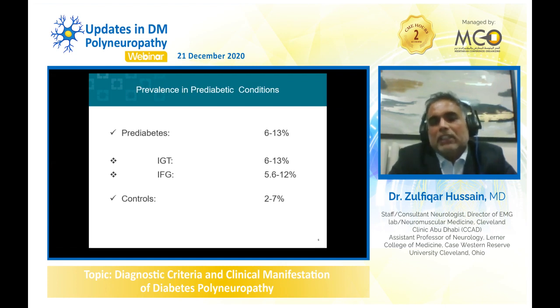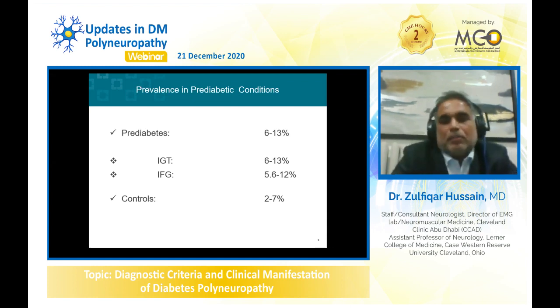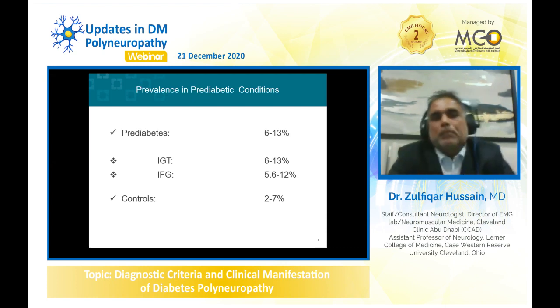So given those 25%, you can imagine the number goes quite high, even in pre-diabetic patients with diabetic axonal polyneuropathy, which is what we discussed today. As compared to pre-diabetes, in the control patients the prevalence is about 2 to 7%.